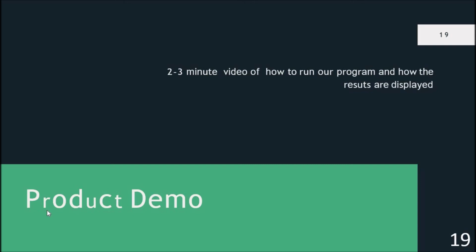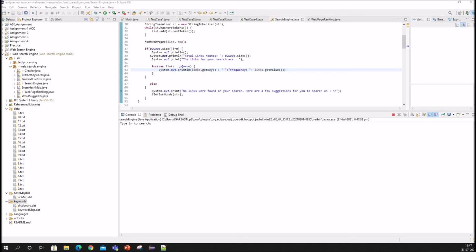Now herein I will explain more about our search engine, and I will also show you the product's demo. In our product demo, I'll show you how our search engine works. For our search engine to work, we implemented many classes, and this one is the main class, SearchEngine.java. But for it to execute, we had to do some work prior to it.